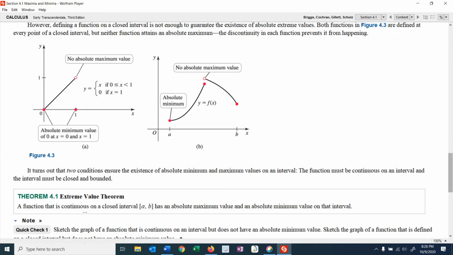Okay, so just remember the extreme value theorem. As long as you have continuity on a closed interval, then you're guaranteed to have both. If you don't satisfy those two conditions, then who knows? You might have both, you might have one, or you might not have either.